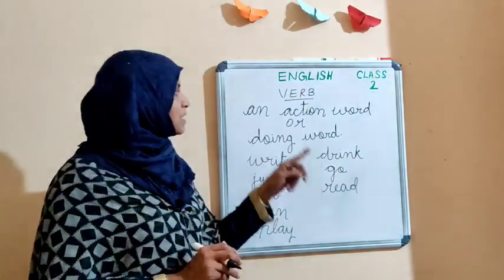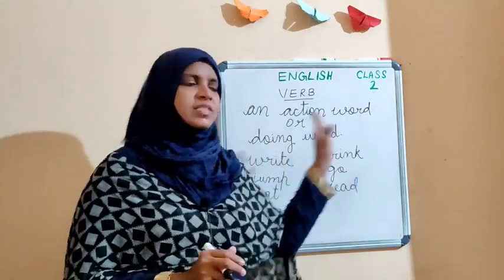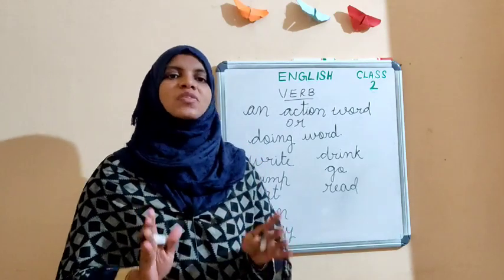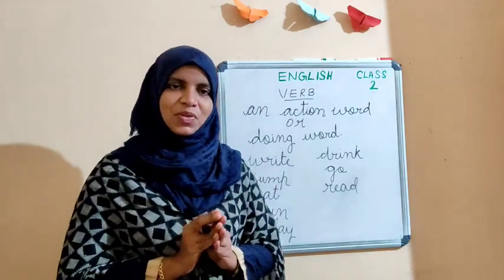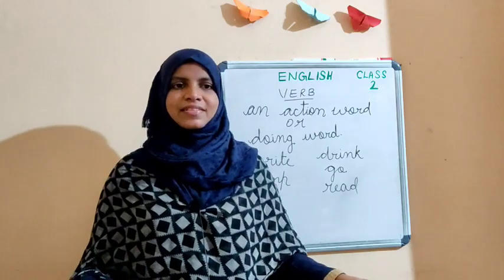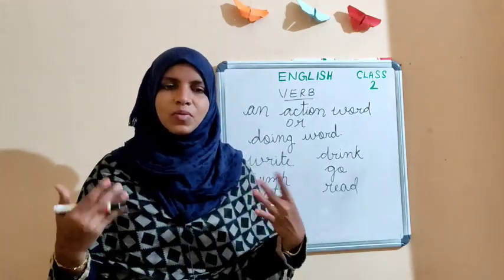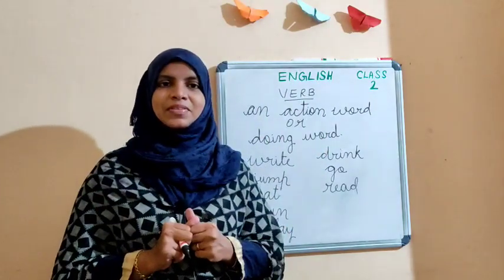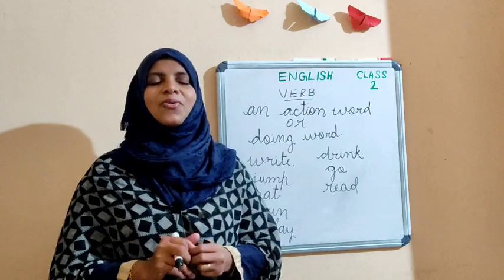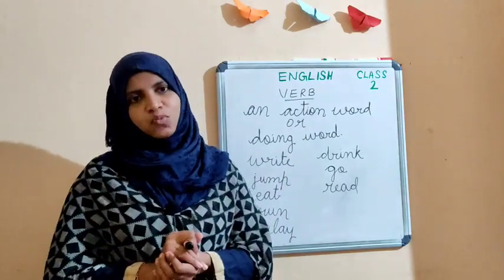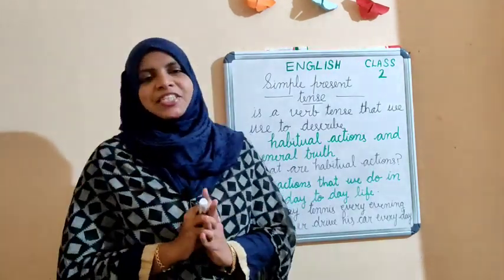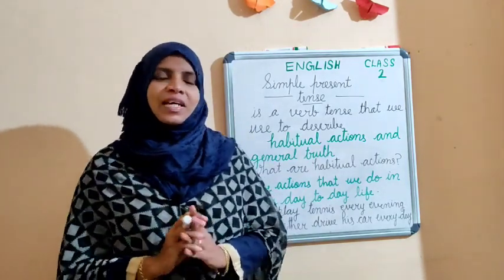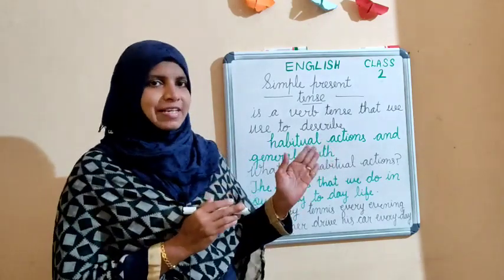Understood? Verbs are action words or doing words. Okay? Sing, dance. Then, what? Climb, sleep. Play. All the doing words are verbs. Good. I hope you got what is a verb. Now, let us move to our lesson.